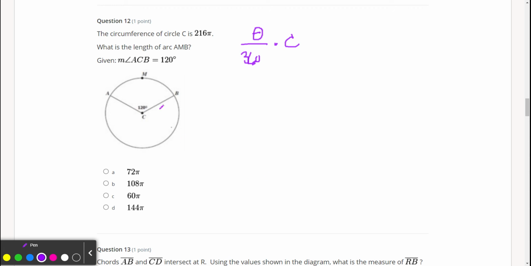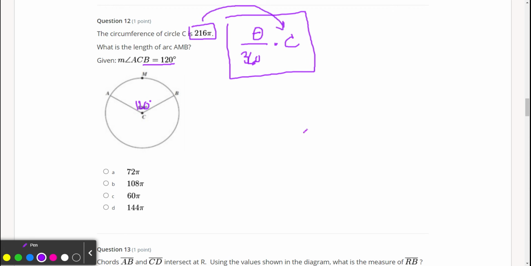It's 120 degrees. It says it right there. Wait, that doesn't make sense. So your formula is the angle divided by 360 times the circumference, right? So if the circumference is 216 pi, can I just put that straight in? 120. And then 360. And we've got pi in all our answer choices, so we don't have to put it in the calculator.